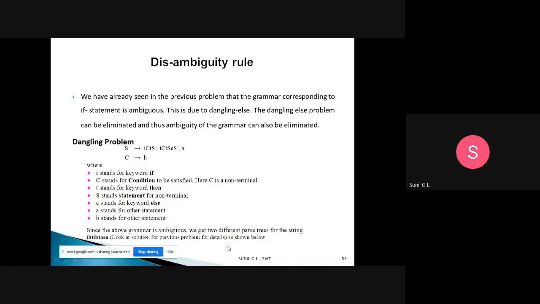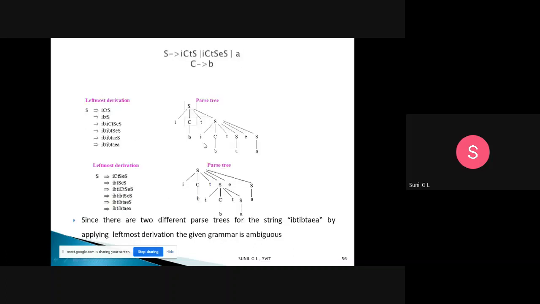I will show you this. The same thing we derived in the previous class, so we will get the two parse trees. Here S goes to ICTS. Then S will be replaced with ICTSES, that is, if condition b then if condition a, else a. This is the string we are taking.